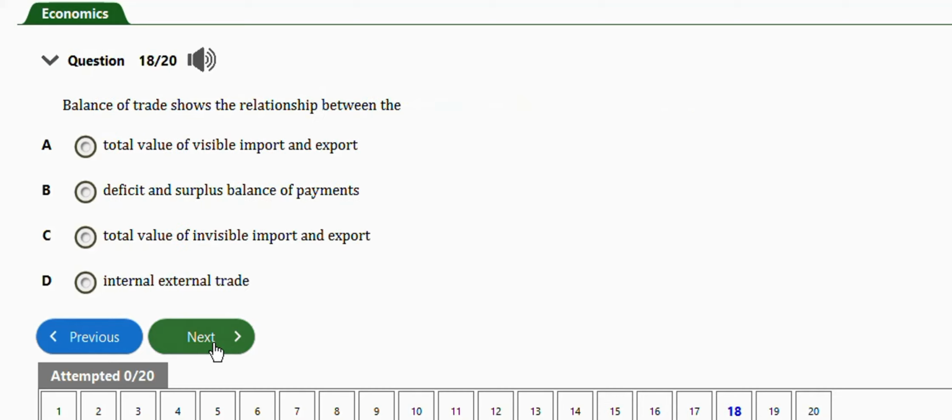It says balance of trade shows the relationship between the total value of visible import and export, deficit and surplus balance of payment, total value of invisible import and export, internal external trade. The right answer is option A, which is total value of visible import and export. Next question is this one.